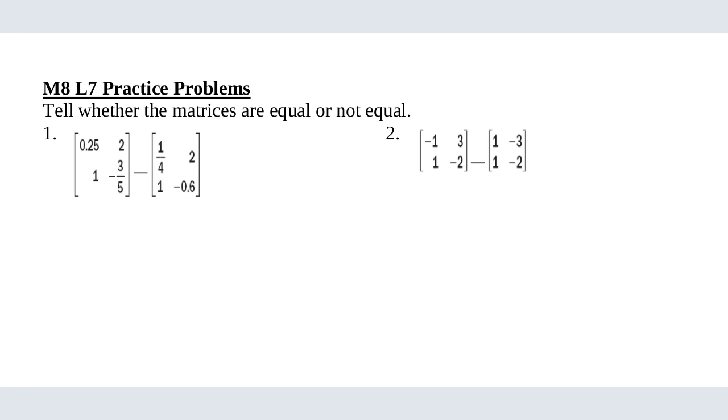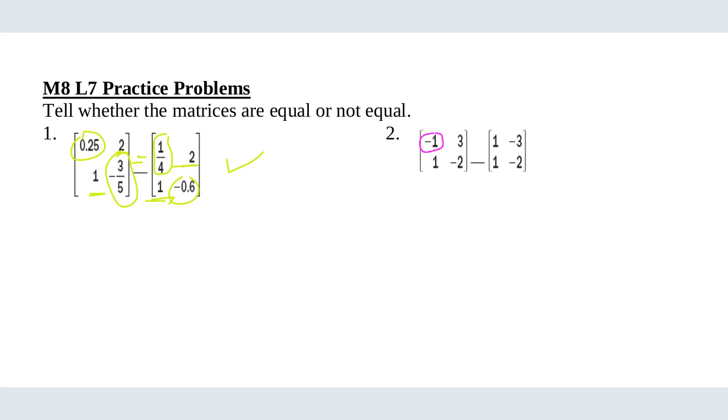Now we're going to go over some practice problems. Are they equal? 0.25 is equal to 1/4. 2 is equal to 2. 1 is equal to 1. Negative 3 over 5 is 0.6. So yes, they are equal.